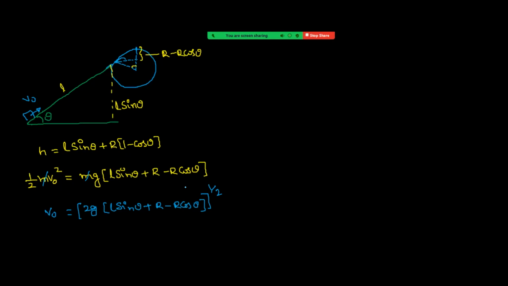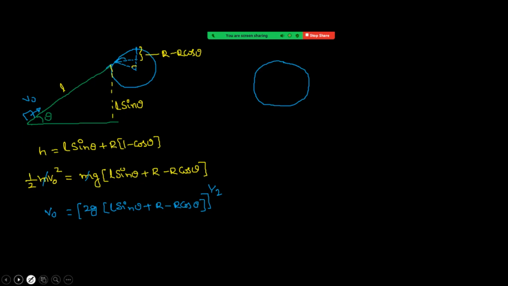Okay. Now in the next part, assuming that the projection speed is 2v naught and that the block does not lose contact with the track before reaching its top, find the force acting on it when it reaches the top. See carefully. So when it reaches the top, the force acting on it.